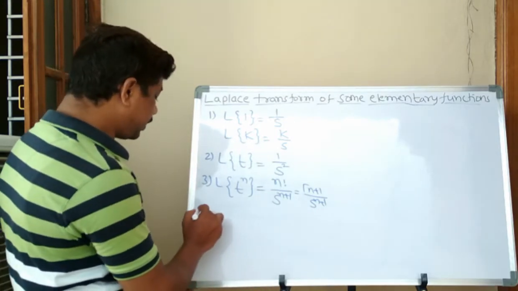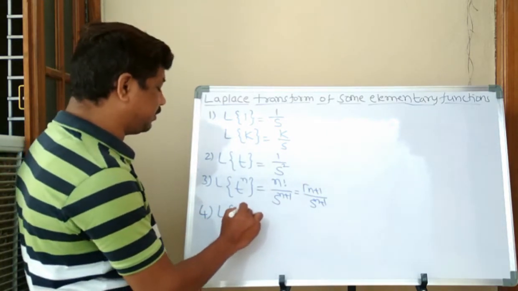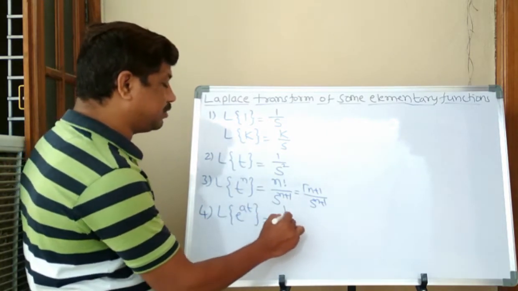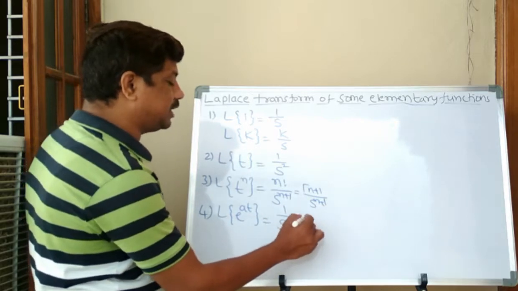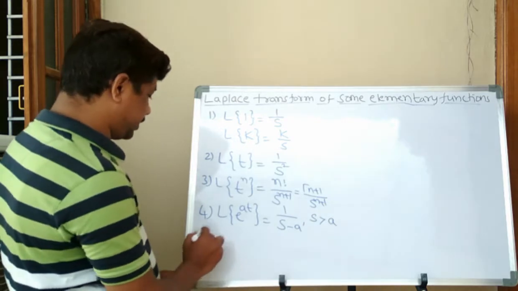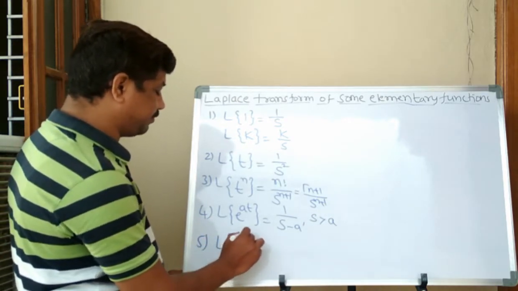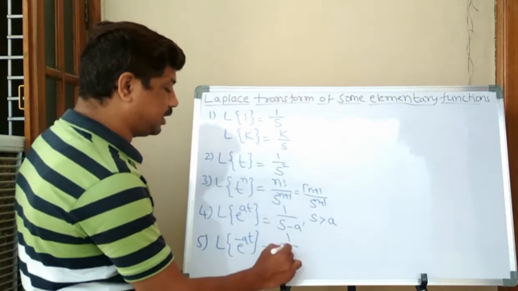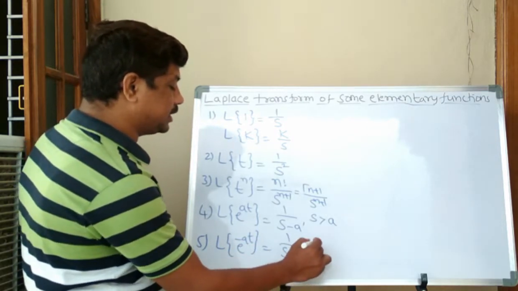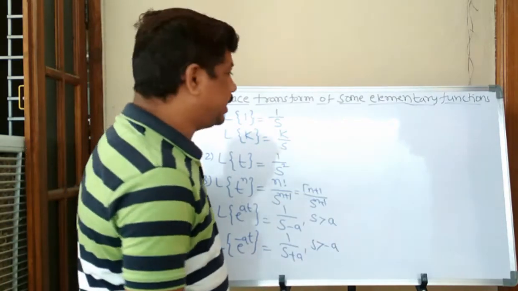Right. Next, the Laplace of the exponential function e power at will be equal to 1 by s minus a, where s is greater than a. Next, the Laplace of the exponential function e power minus at is equal to 1 by s plus a, where s is greater than minus a.